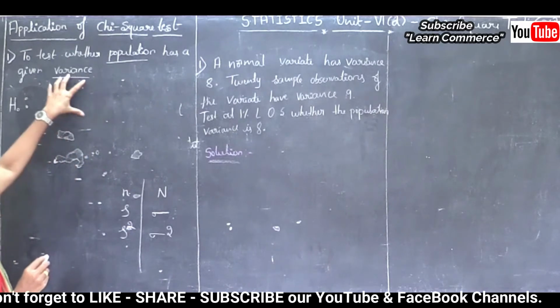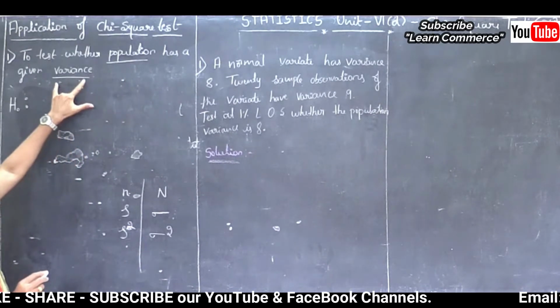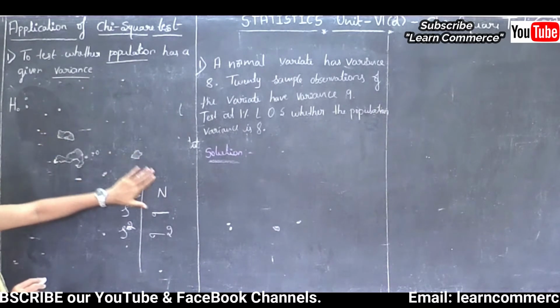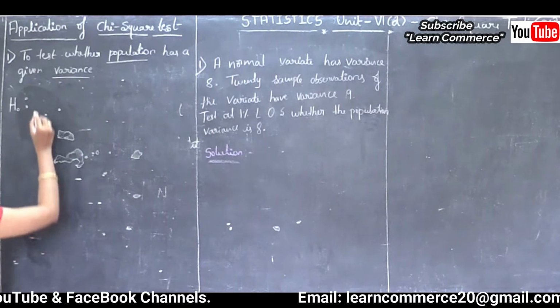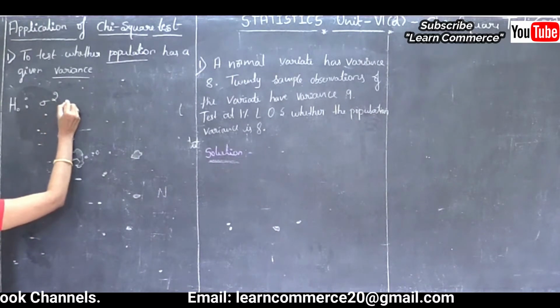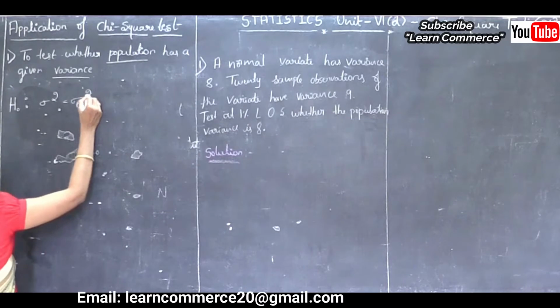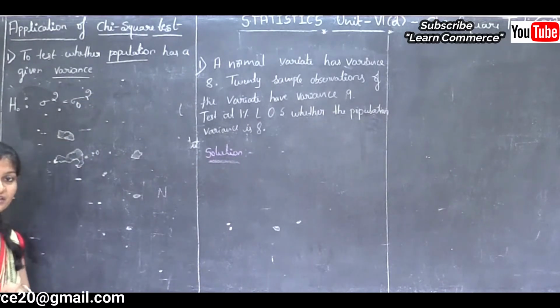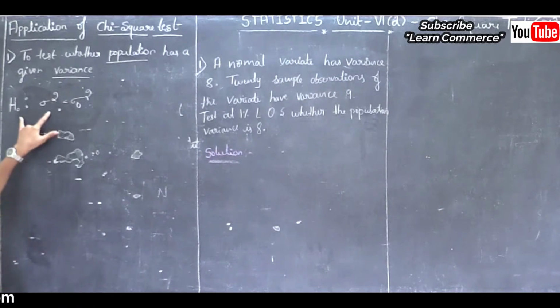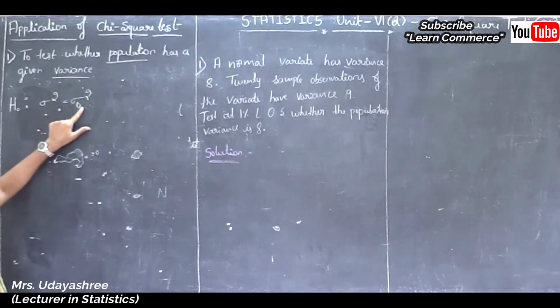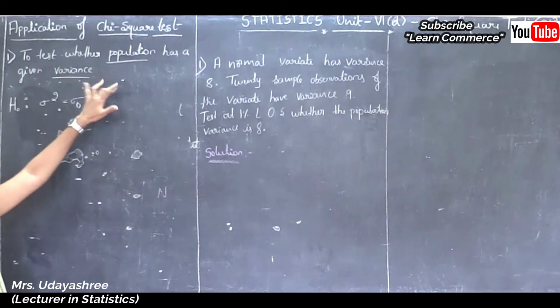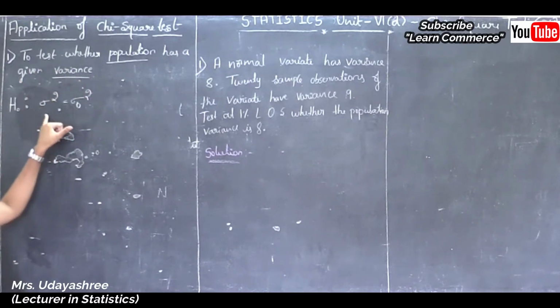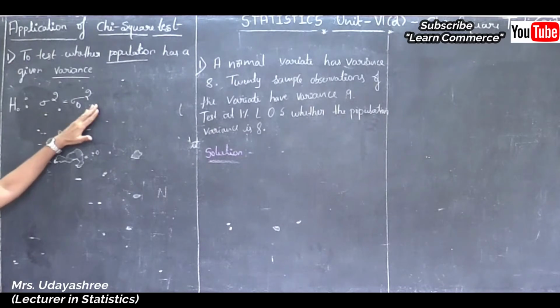So this application is based on population variance. So H naught is: population variance is equal to sigma naught square. Here sigma naught square means the given value, the given observation for calculation. So H naught is sigma square equal to sigma naught square. Why? Because this application is based on population variance. That is why H naught is sigma square equal to sigma naught square.